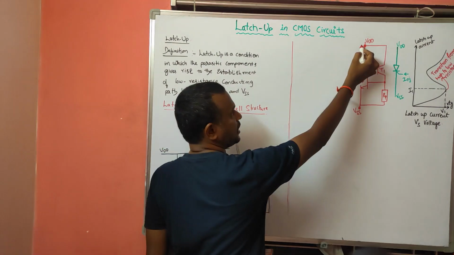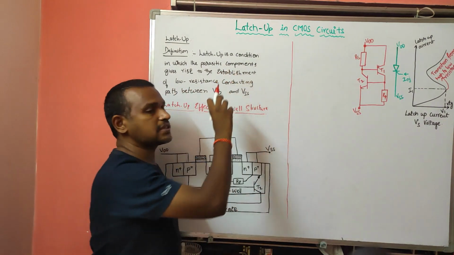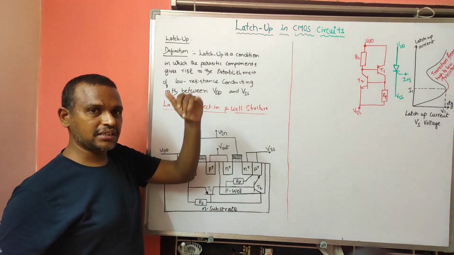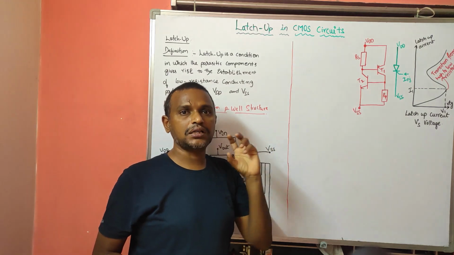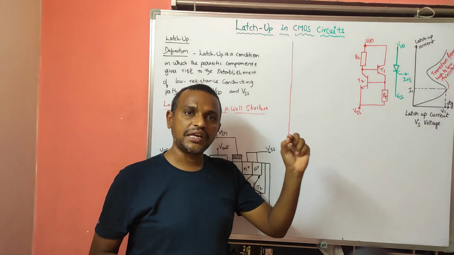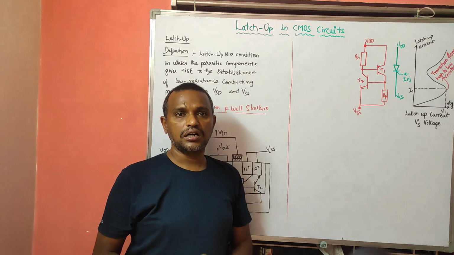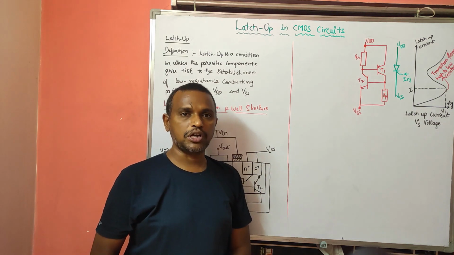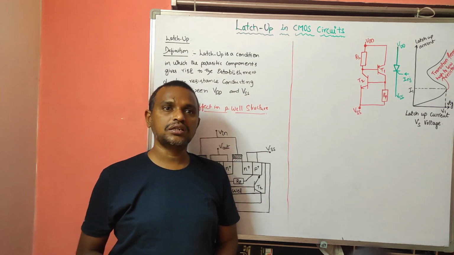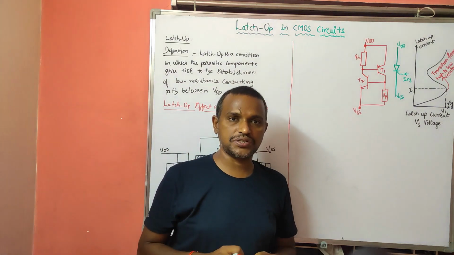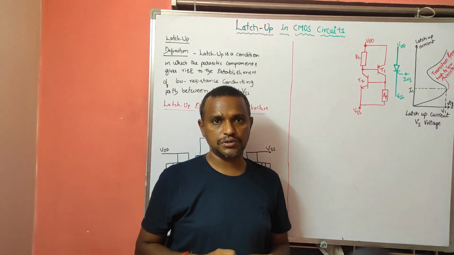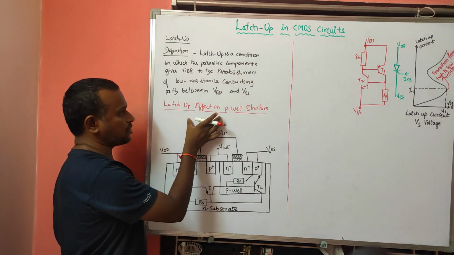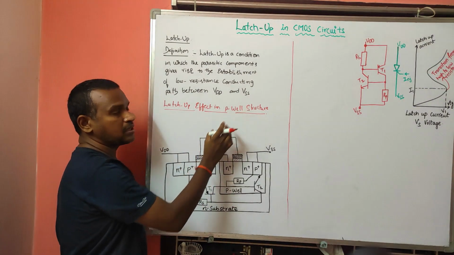So if I consider VDD and VSS here, due to the parasitic elements, a direct low resistance path is established between the VDD and VSS of the CMOS circuit. This is called latch-up. Because of this latch-up, we get severe distortions in the output of the CMOS circuits. Here, first I will consider the latch-up effect in the P-well structure.